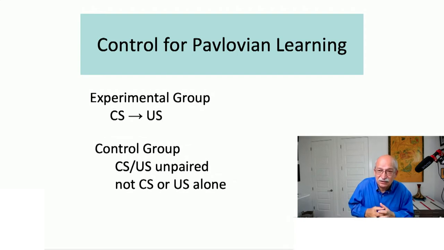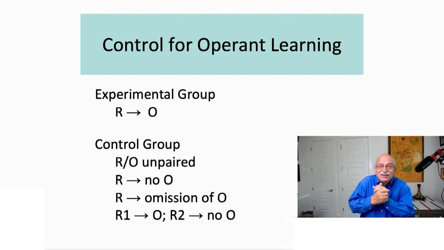All right, let's move on to the next slide, which raises the question: what's the control procedure for instrumental or operant learning? We're all agreed on what the experimental group needs to be. Namely, a response produces a reinforcing outcome, illustrated by the capital letter O. So what should the control group be? In a lot of experiments, the control is simply to measure the response before you introduce the experimental procedure. That would be the second alternative listed on the bottom: a response occurs and no reinforcer or no outcome occurs.